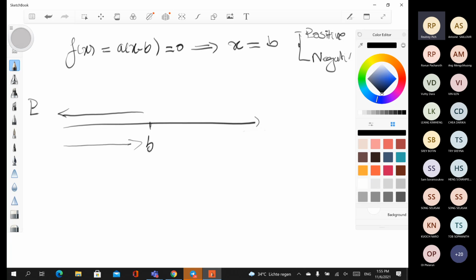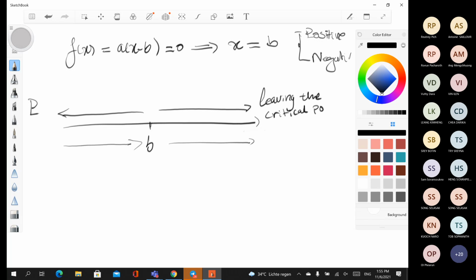And from b to here, x is greater than b, so our system will produce positive. Positive we draw the right arrow. So in this phenomenon, it tries to leave the stable point, or I can say the critical point. So our system is unstable. For this case, do you understand?